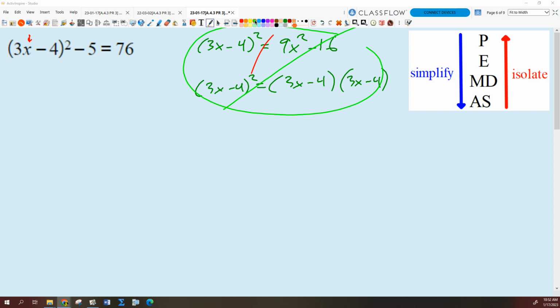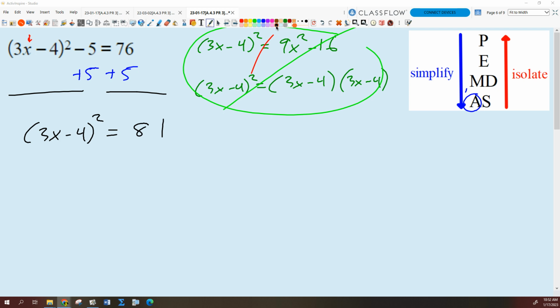We're trying to isolate. So what's the first thing I'm told to do? Add 5, right? I'm told to add or subtract. Now keep in mind that I don't get to parentheses until the very end of inverse operations, right? So all the stuff that's in parentheses is off limits until I get clear to the top of that inverse operation list. So outside of parentheses, step 1 is add 5 to both sides. If we do that, it's going to cancel the 5. I'm going to get the quantity 3x minus 4 squared equals 81. What's next?